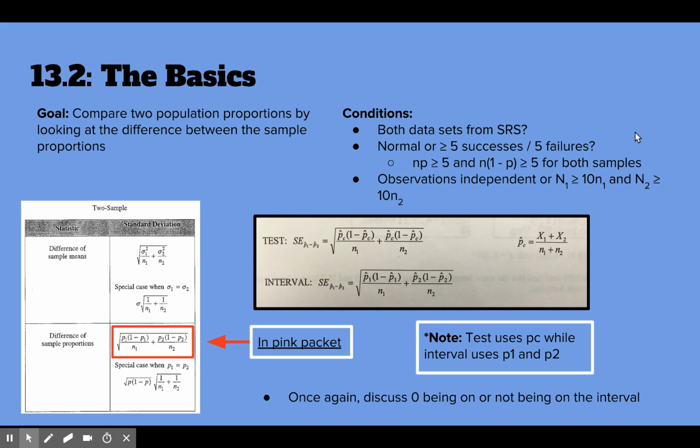And we use that to find that we aggregate the data by adding up our x values and dividing it by the total trials across both samples. So we use that for tests, but then for intervals, we just use p hat sub 1 and p hat sub 2. And then once again, for our intervals, we're going to want to discuss 0 being on or not being on the interval and the significance of that.